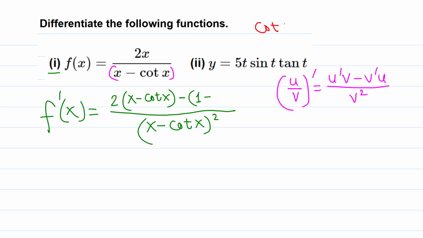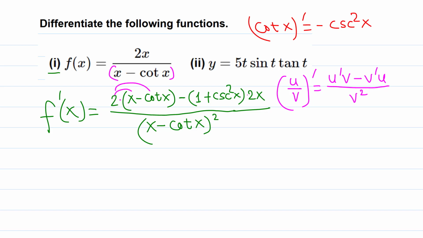So we know that the derivative of cotangent is negative cosecant squared. So minus, and since we have a negative, it means plus cosecant squared x. That's v prime times u, that's 2x on the top. We may leave it here, but the best we can do is just distribute the 2. Here is 2x and negative 2x, by the way.